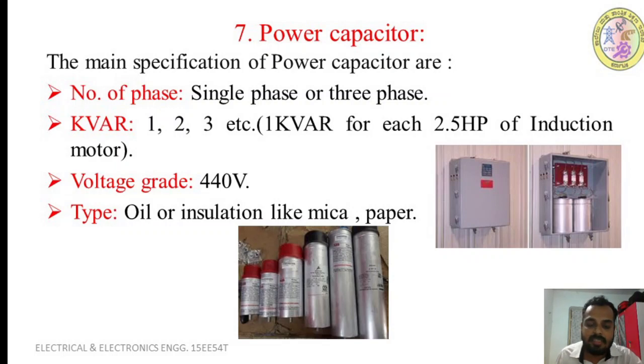See this diagram, you can see many capacitors of different sizes. It depends on the kVAr rating. And see this diagram of the panel board we have installed. They have installed two capacitors of different kVAr ratings in the panel board, right? Like this we have to install in each starter board of the machine. Each starter board of an induction motor has this kind of capacitor, that is the power capacitor.